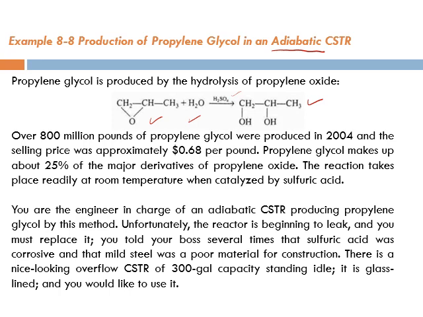You are the engineer in charge of an adiabatic CSTR producing propylene glycol by this method. Unfortunately, the reactor is beginning to leak, and you must replace it. You told your boss several times that sulfuric acid was corrosive and that mild steel was a poor material for construction.